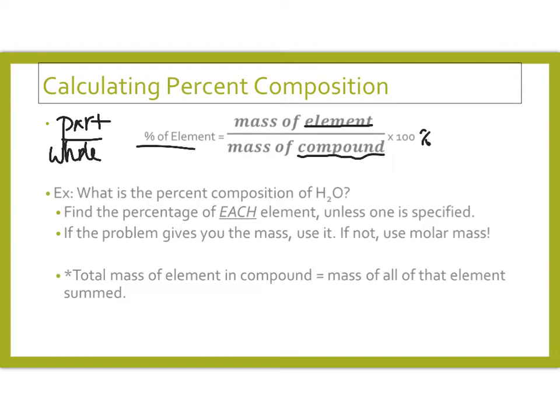Okay, so if we're going to do an example, and I'm going to start that in just a second, of finding the percent composition of water, H2O, we're going to need to find the percent that is hydrogen and the percent that is oxygen. If you're asked for percent composition, you have to find it for all of the elements in the compound. And just so you know, the total mass of the element in the compound is the mass of all of that element summed up. So again, I'll show you that in just a second.